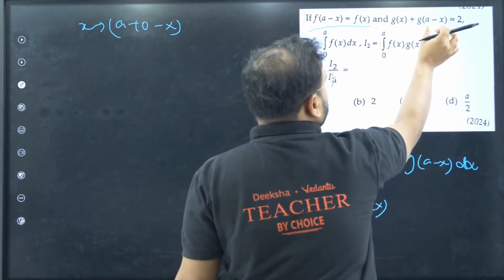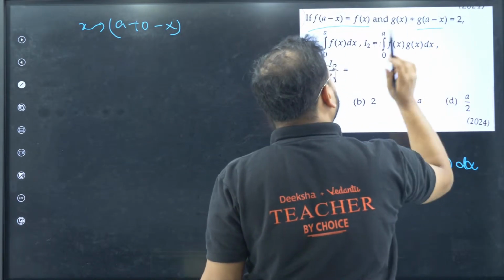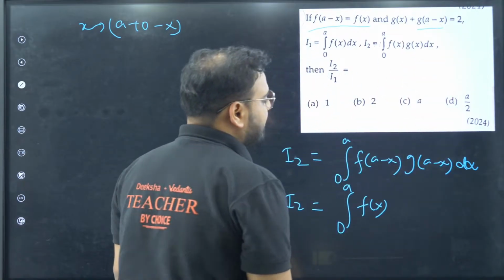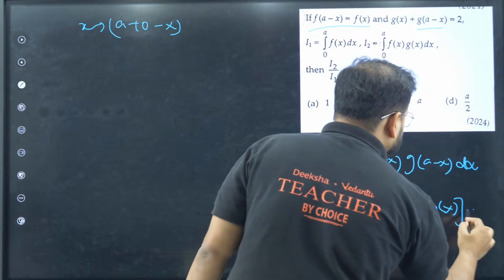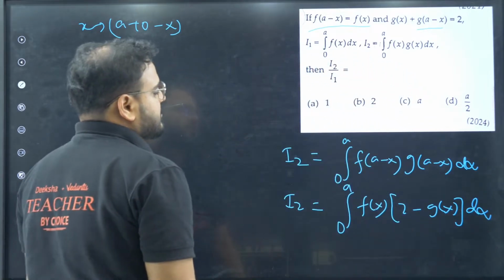So write I2 equals integral from 0 to a of f of x, and this part will become 2 minus g of x. I want to keep this value, so I'll get g of x on this side, and I'll have 2 minus g of x right here, 2 minus g of x dx.